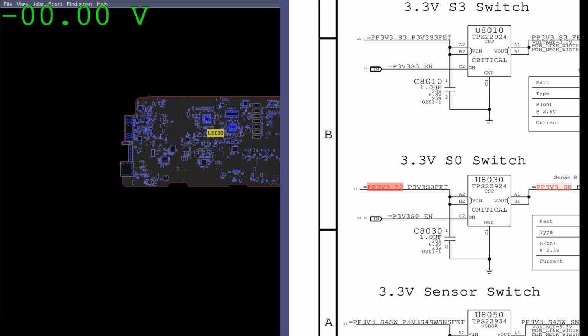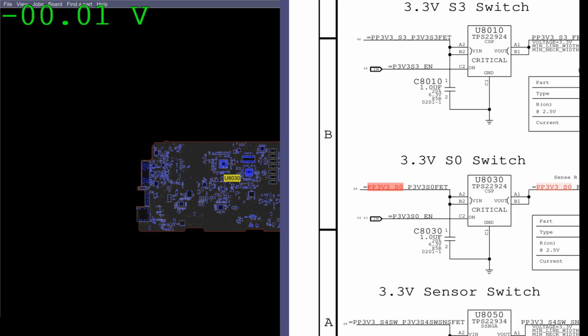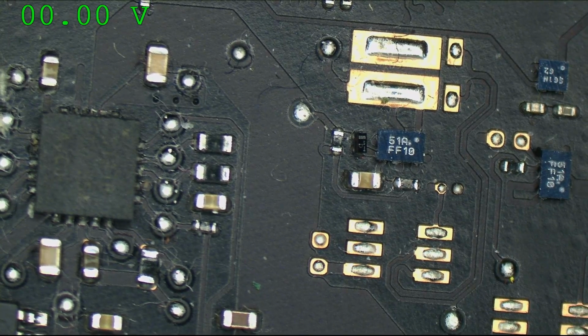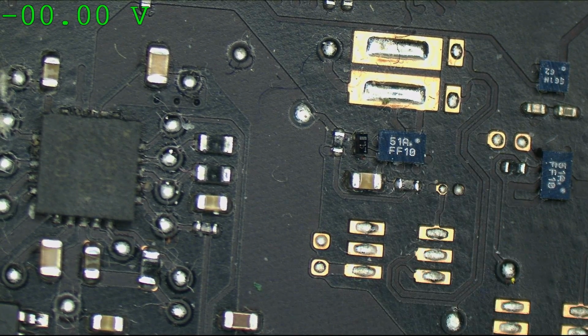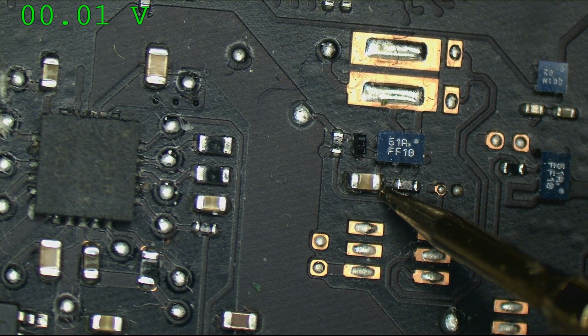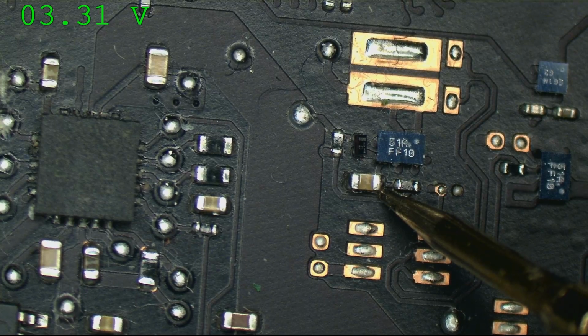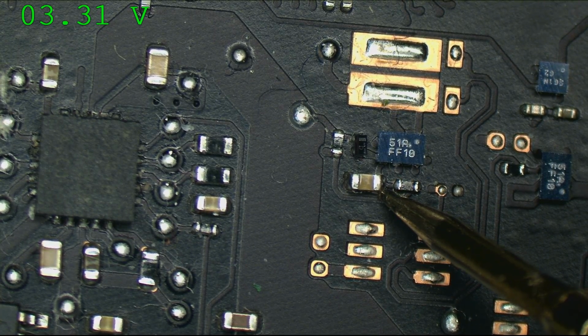Let's take a look at what U8030 looks like on this board. It's going to be right in the middle section over here. This thing over here is going to be responsible for creating PP3V3_SO. So what we need to do here is see if we're getting PP3V3_SO enabled, the signal that tells it to turn on. So that can be measured right under the chip on this capacitor over here. So let's measure it on that capacitor. 3.3 volts. So it's being told to create it, but it's not creating it.